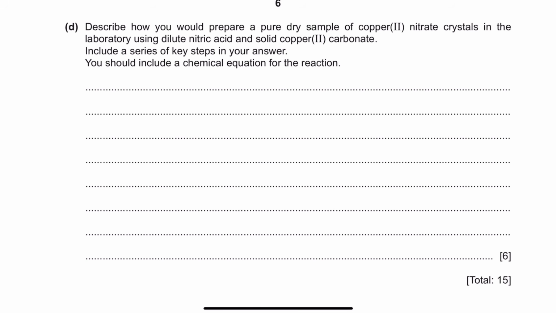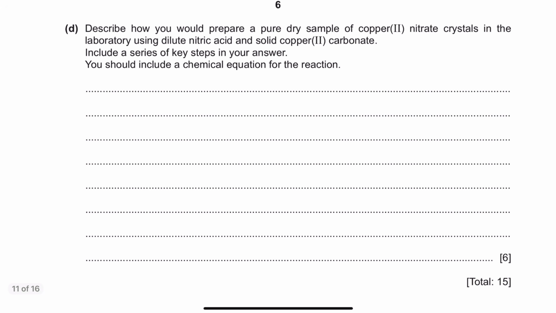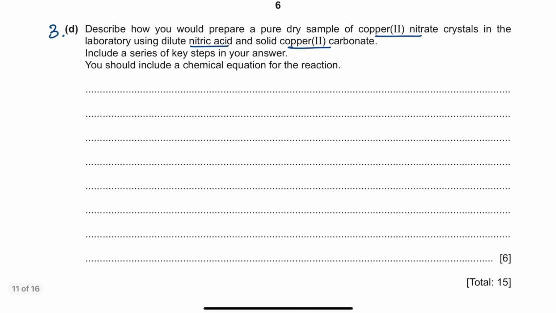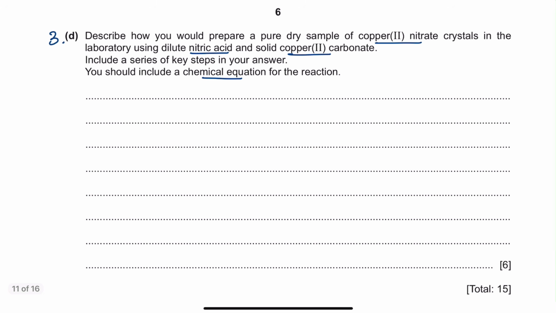This is the question from May-June 2017, question 3. Describe how you would prepare a pure dry sample of copper nitrate crystals in the laboratory using dilute nitric acid and solid copper carbonate. Include a series of key steps in your answer, and they also want you to include the chemical equation for this reaction. Before we start, let's write down the chemical equation first in order to be clear with this reaction. So this is what your chemical equation would look like.